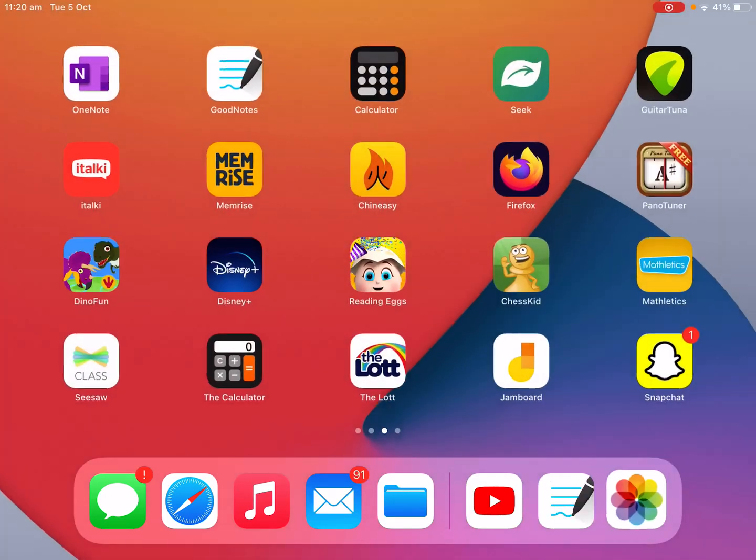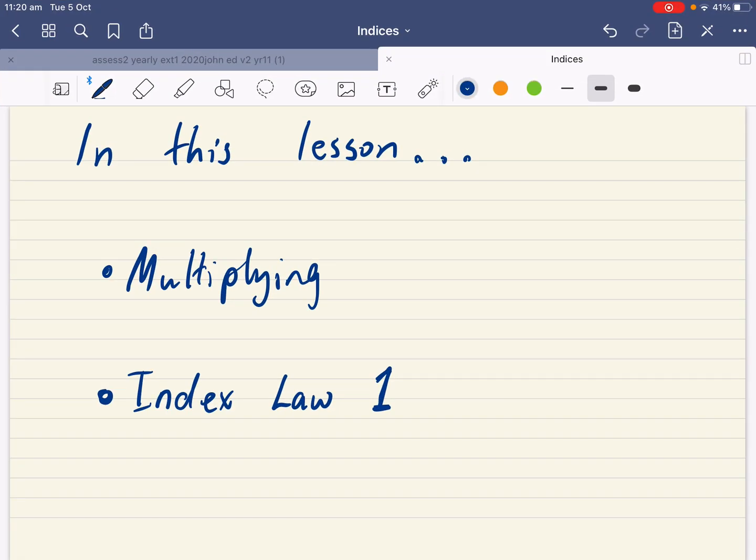So for our lesson today, here we go. We're going to cover multiplying, and we're also going to cover index law number 1. And the reason we're only covering index law number 1 is because this is the one that we can use to shortcut the multiplying questions.